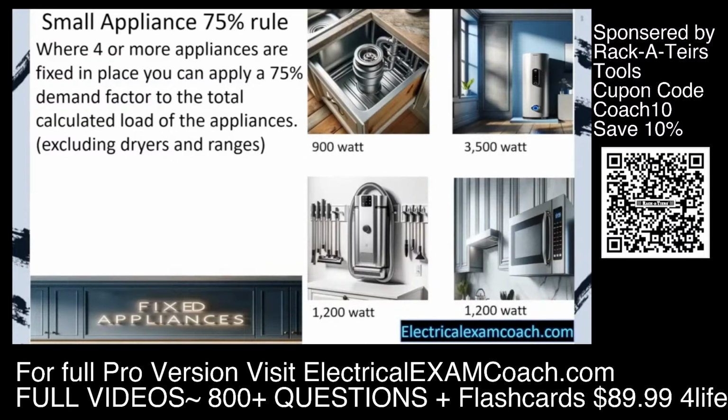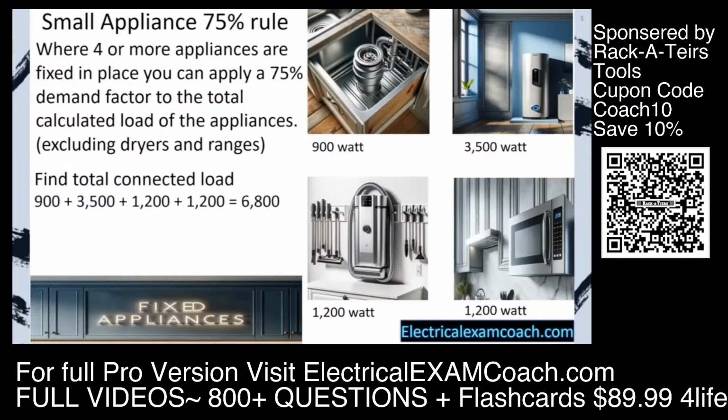So let's imagine that we have these appliances. And the question is, how do we calculate them all together to turn it into amps and later size our service, which sizes our wire and our pipe? What we're going to do first is find our total connected load. So we're going to go ahead and total all these up, and that equals 6,800. Then we're going to stop and check for demand factors.